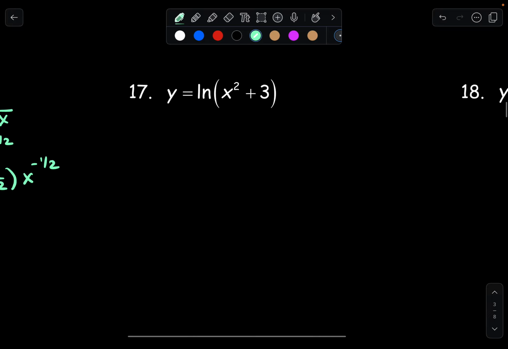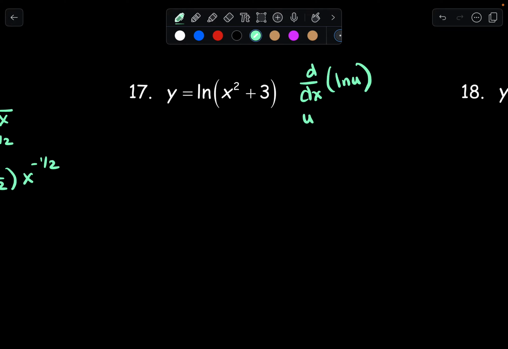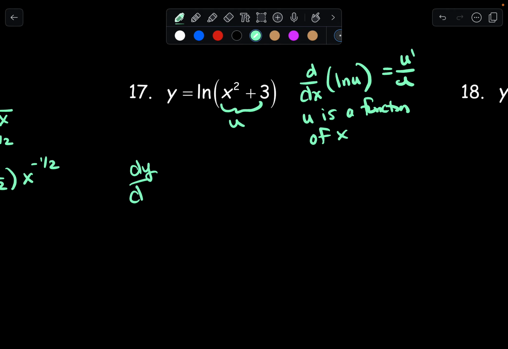Number 17, y is equal to the natural log of x squared plus 3. Okay, so there's not much we have to do for this one, because remember the derivative of natural log of u, such that u is a function of x, is equal to u prime over u. Okay, so in this case, u is x squared plus 3, so that means dy dx is equal to 2x divided by x squared plus 3.